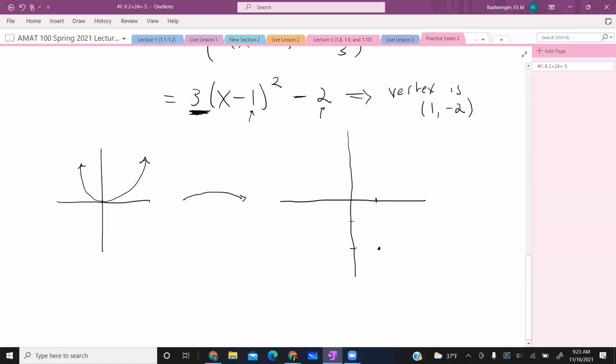And then the 3, the only reason I care about the 3 is to tell you whether it opens up or down. Because 3 is positive, that means it opens upward. So maybe it opens up like this.